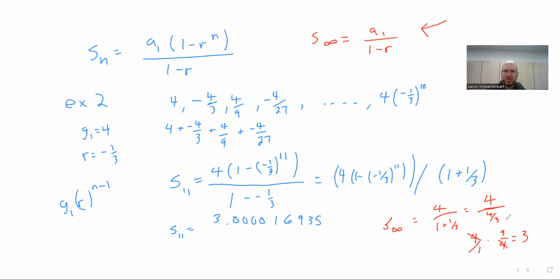It was above it, but the next one will be negative, so S sub 12 would probably be slightly below 3. And we'll be converging on 3 coming from both sides, slightly above, slightly below. So if you're thinking about a graph, your points are going to be converging to that, your sums, etc., closing in on 3.